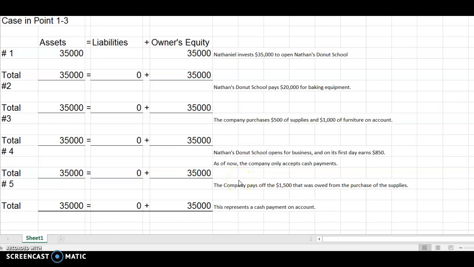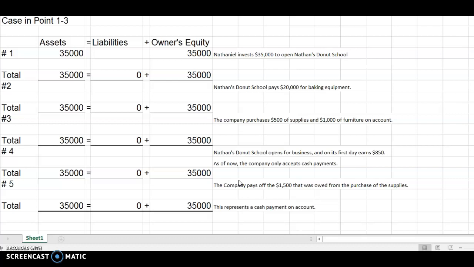This is case in point 1-3, determine the impact on accounts. We have already completed transaction number 1. We're working on transaction number 2. Nathan's Donut School pays $20,000 for baking equipment. So in step 1, we need to determine which accounts are impacted.